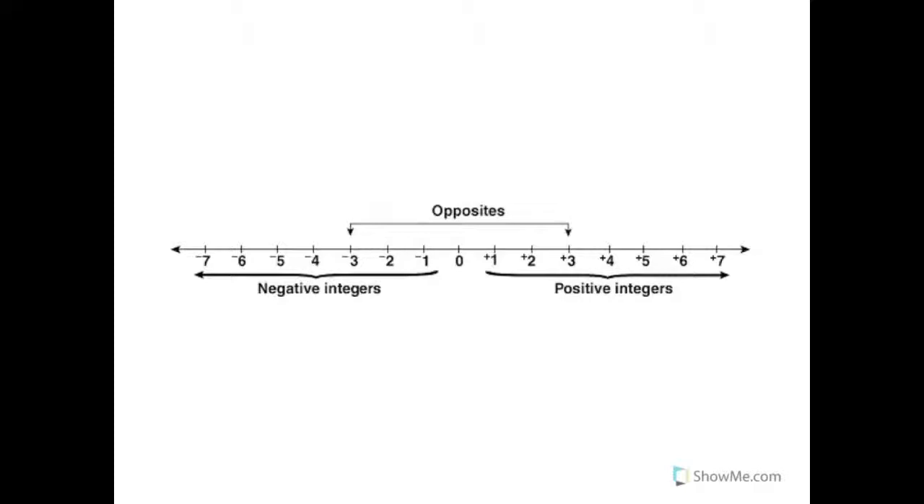Okay, I've got a number line here. Obviously, we see 0. 0 is its own, what we call opposite. But the rest of the integers, and you see it says negative integers, positive integers. Integers are the set of all whole numbers and their opposites. So not decimals, not fractions, but whole numbers and their opposites. Opposites are the same distance from 0, but on different sides of 0.